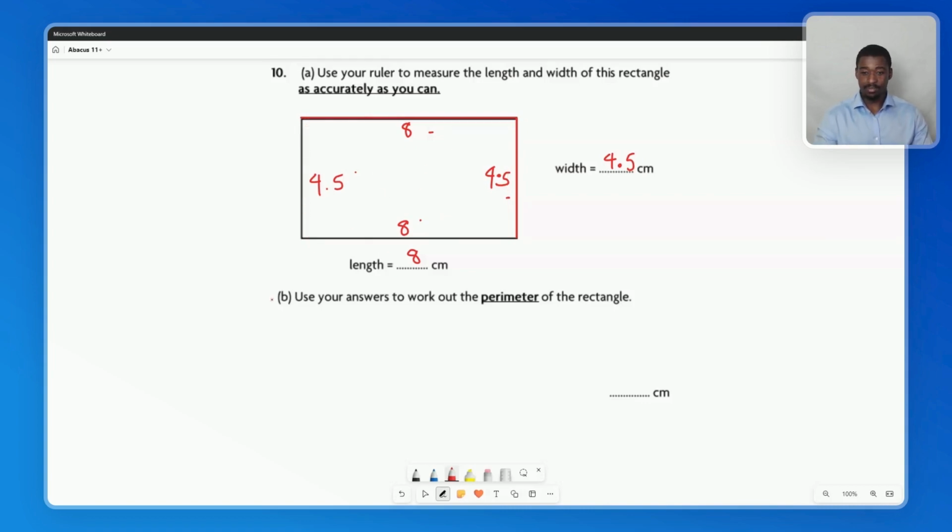Basically what we have here are 2 lots of 8 and 2 lots of 4.5. So 8 plus 8 gives us 16. 4.5 plus 4.5 gives us 9. Then we have 16 plus 9 giving us 25. So the perimeter is 25 centimeters.